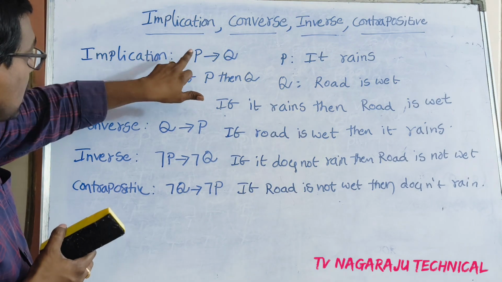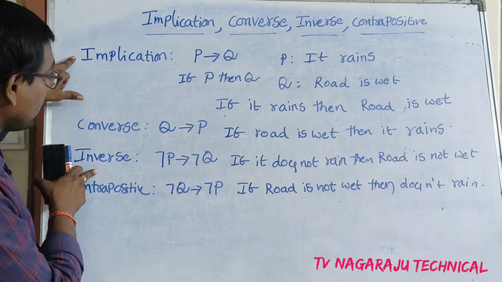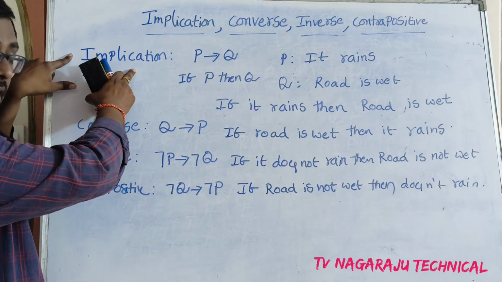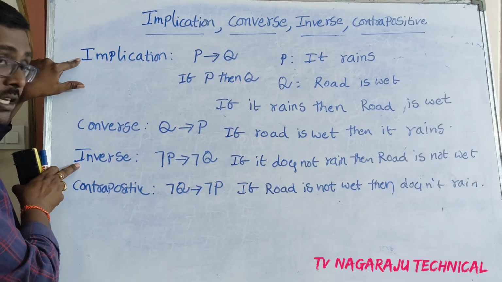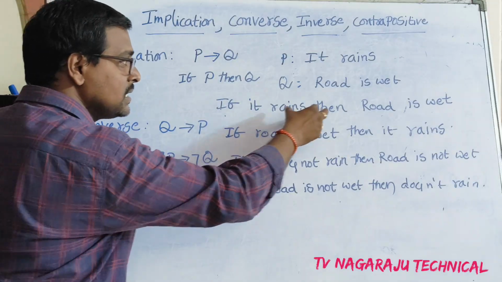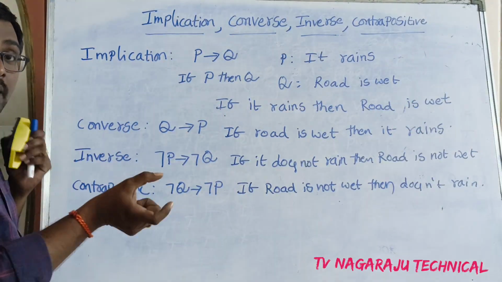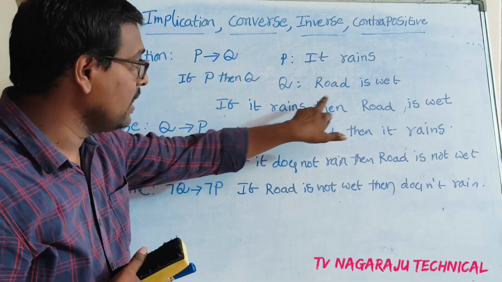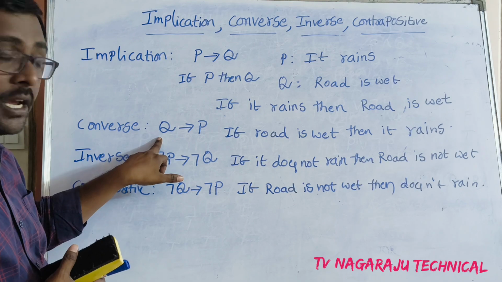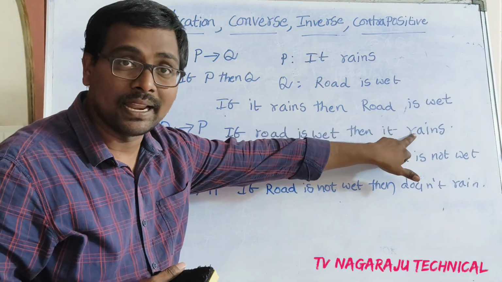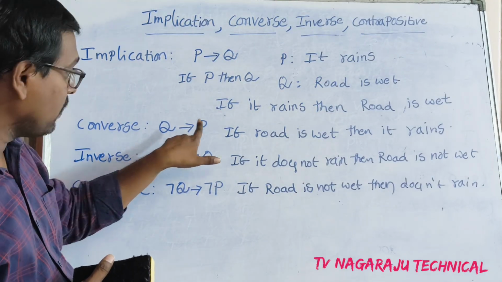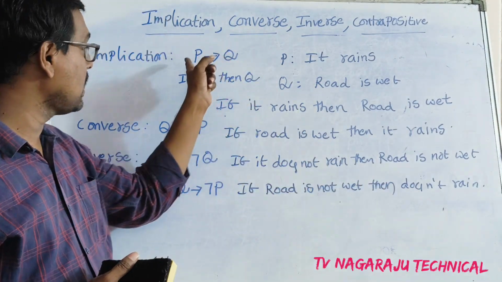So these are the different terms that we use here. Understand implication, if P then Q, and inverse. Understand the difference. Implication is P and Q. The negation of the implication is inverse. Both start with I. Negation P implies negation Q. Here the example: if it rains, then the road is wet. This is implication. Inverse is, if it does not rain, then the road is not wet. Now the converse is the reverse of implication: if the road is wet, then it rains. The contrapositive means if the road is not wet, then it does not rain. These are the different terms.